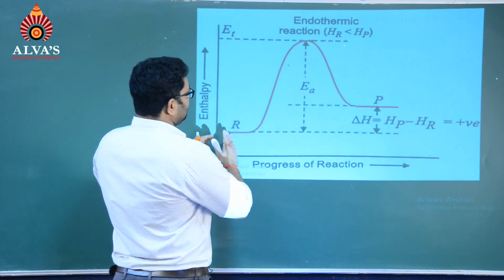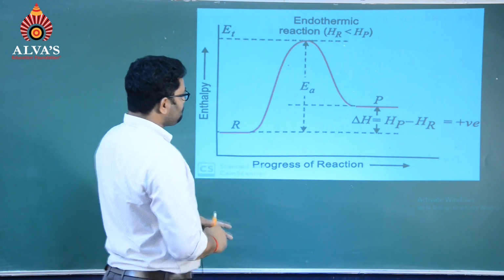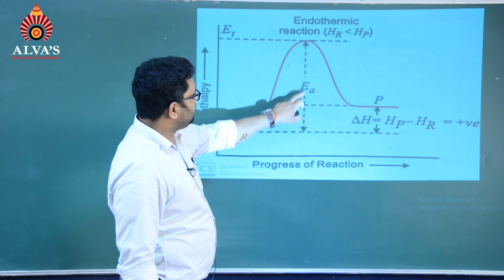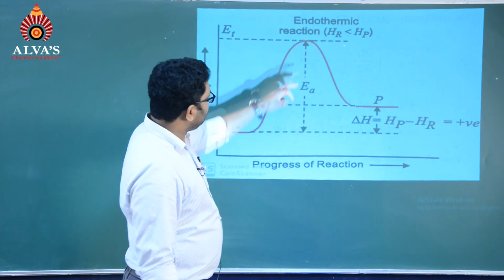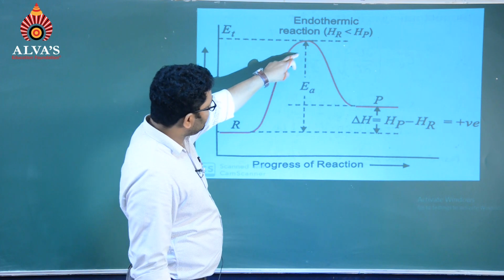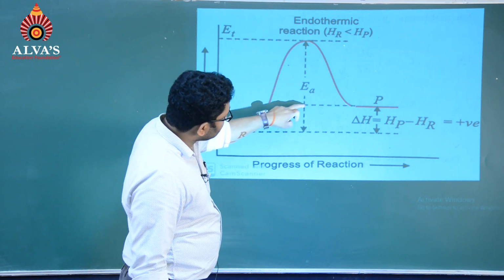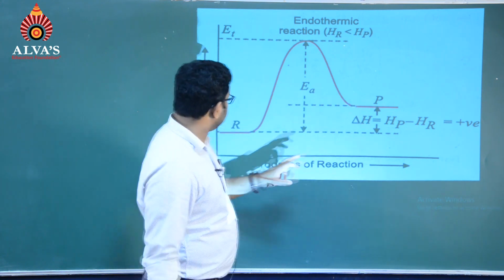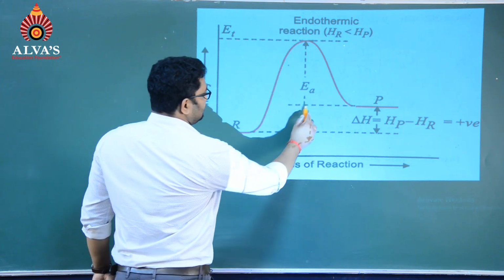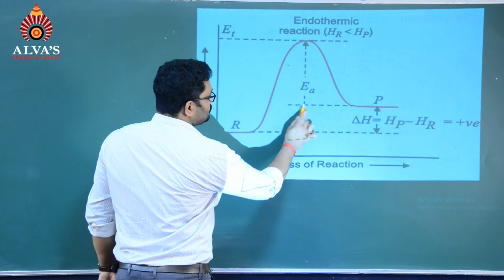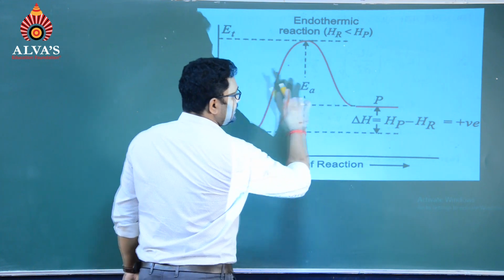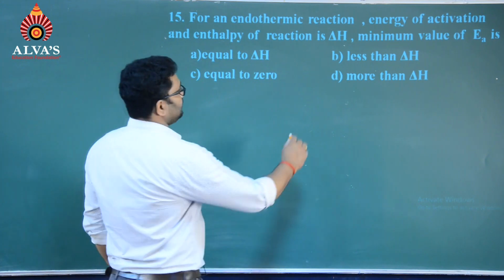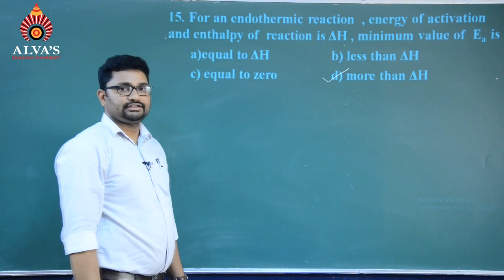Now, consider a forward reaction. From here to here, whatever energy barrier we have, that is the activation energy for the forward reaction, which is more than delta H. This gap is the enthalpy difference between product and reactant. Hence, the activation energy should be more than delta H. Answer is the fourth one. Next question.